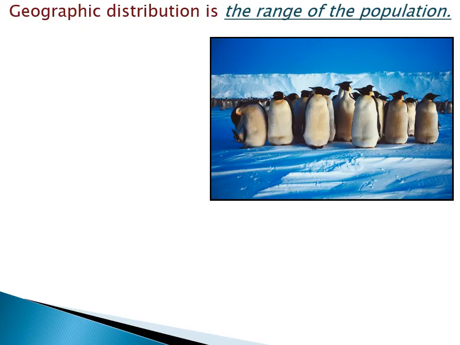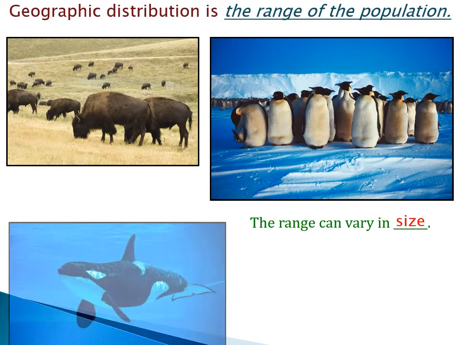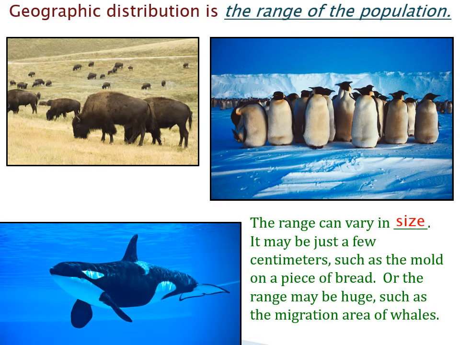So when we look at counting species, we need to be concerned with geographic distribution. That's the range of the population. How much space does it take to maintain that population? So different species have different kinds of distribution. So the range can vary both in size, right? It may just be a few centimeters if you're talking about mold on a piece of bread or bacteria, or the range may be huge, such as the migration of whales. With a lot of whale species, we're still unaware of all the area that they travel to because we have not tracked all of that migration.